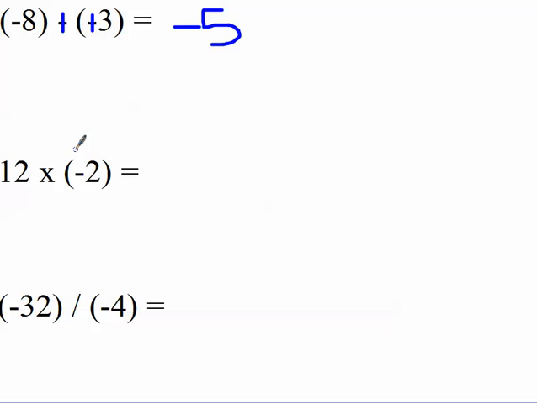Dealing with multiplication and division of integers. Remember, the algorithm states that if the two numbers have different signs, my answer is negative. If my two numbers have the same sign, my answer is positive. Now, 12 times 2 is 24. 32 divided by 4 is 8.